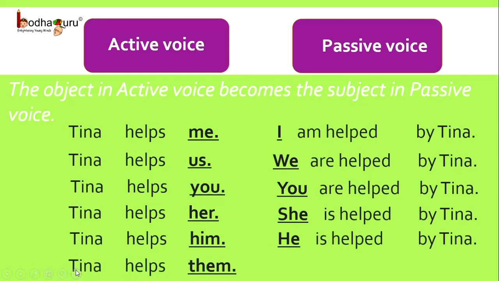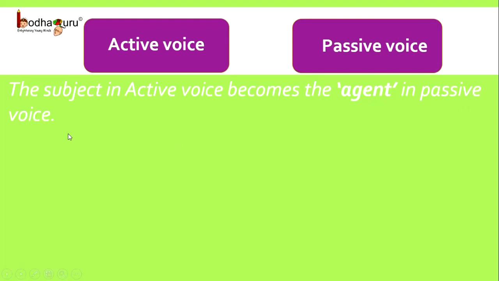Last sentence. Tina helps them. In passive voice, it will become they are helped by Tina. So remember how to change to passive voice. The object in active voice becomes the subject in passive voice. Now, the other way to say the same thing is when we are changing from active to passive voice, the subject in active voice becomes the agent in passive voice.